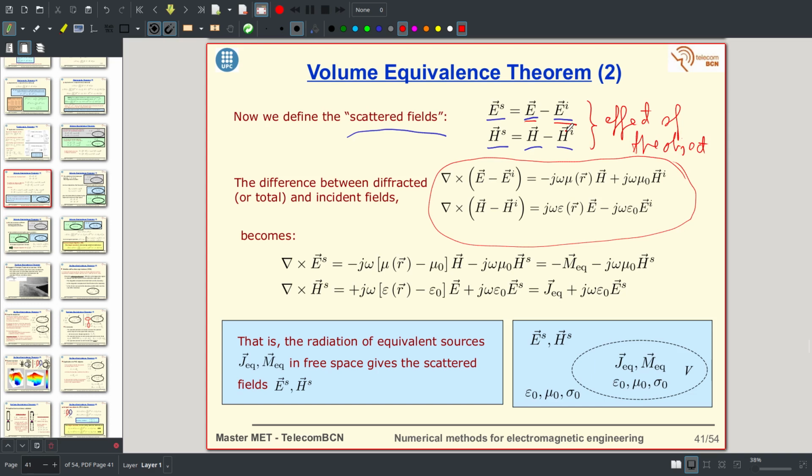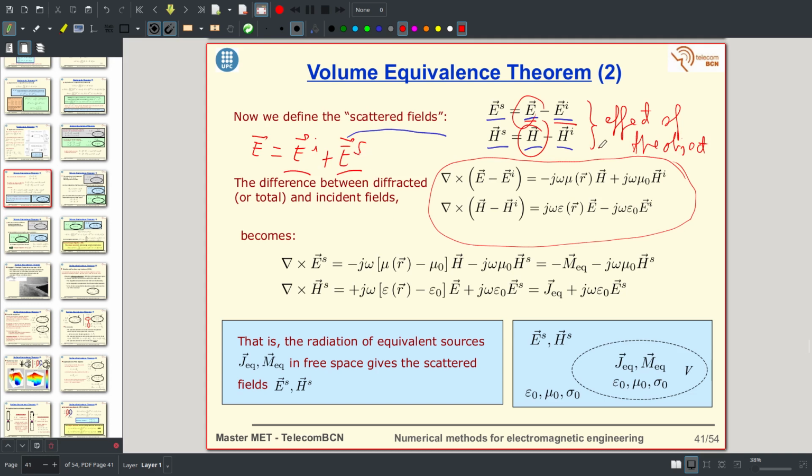So these are the perturbation introduced by the object in the incident field, that are the fields without the object. We add the perturbation introduced by the object, and then we get the total fields. For that reason, the fields with the object are often called the total fields, because from this definition of a scatter field we can clearly see that the total fields are the fields without the object, or incident fields, plus the scatter fields, which are the perturbation introduced by the object. Okay?